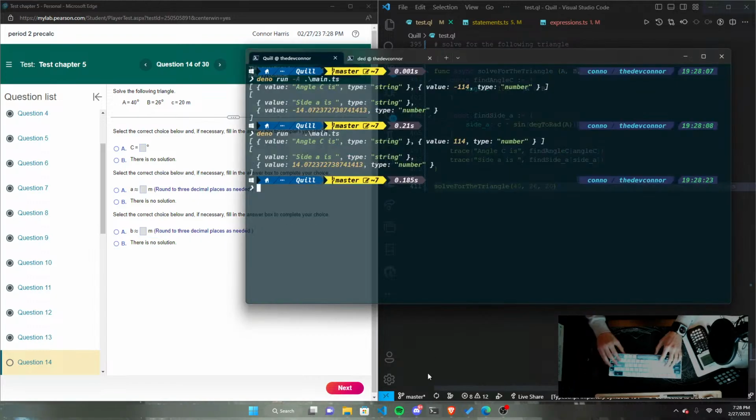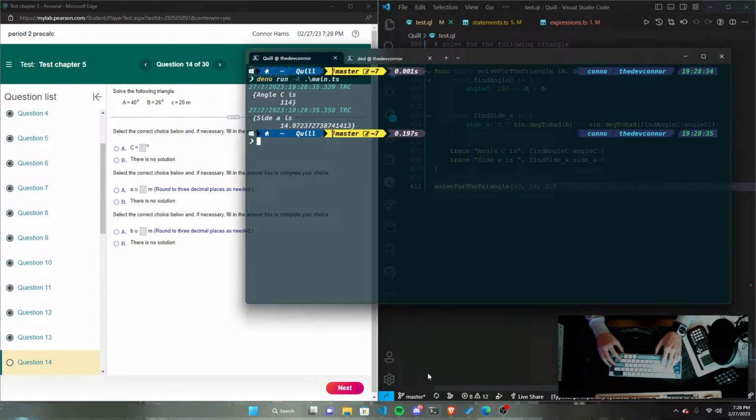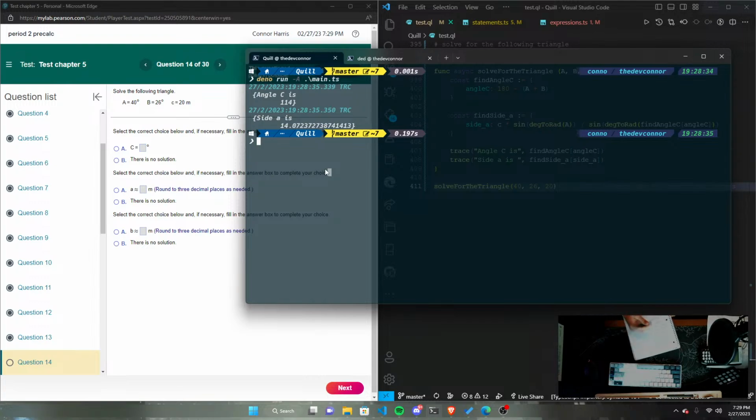Oh, I did not mean to close that. Okay. I don't know why we have the space or the new line there, but I don't mind it. Let me just make sure those are correct. So C is 144 or 114, and then side A is 14.072.